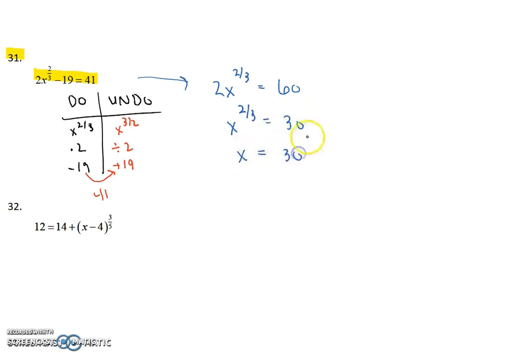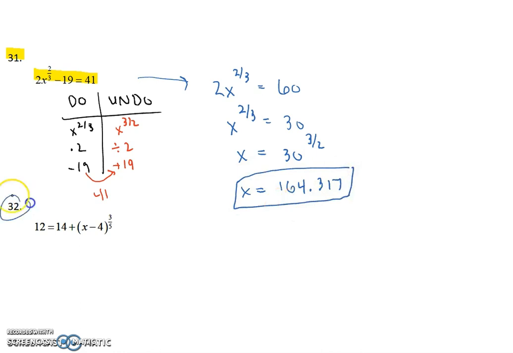Now, when I raise both sides to the 3/2 power, that will undo the 2/3 power, and I have to raise the 30 to the 3/2 power. And you can calculate that in your calculator. Punch it in, do 30 to the power of. You may have to put parentheses around the 3/2, but it'll be the power of, or exponent, 3 divided by 2, and then you can see your answer there at 164.317.